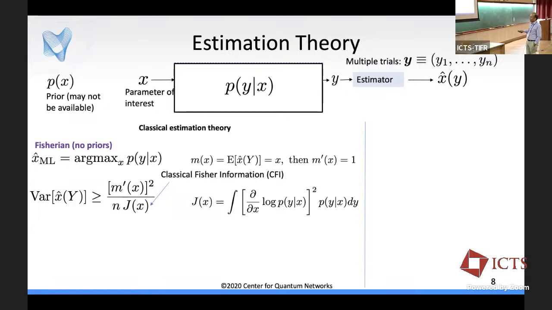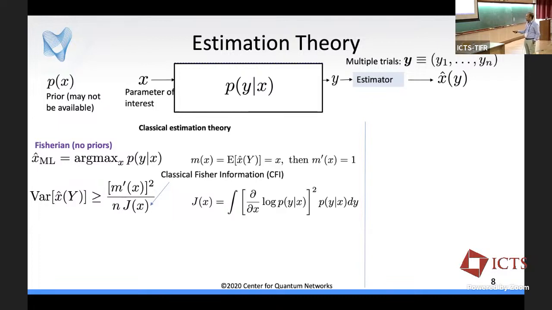You saw some versions of this Cramer-Rao bound where there was nothing in the numerator, or there was a one in the numerator. And I believe that Sai, you had covered this bias term. This M of X is the expectation of the estimator. If this M of X happens to be equal to the value of the parameter, then you have an unbiased estimator, in which case the derivative of M of X is one, so you get a one. N is the number of trials, and J of X is the Fisher information.